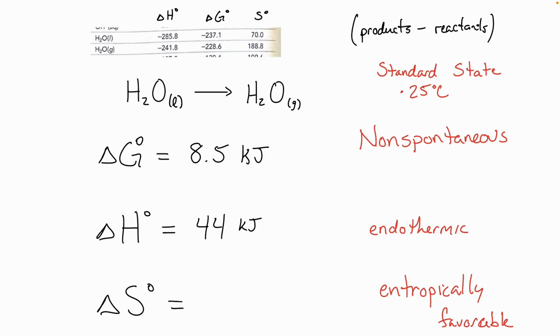All right, so I'm going to do my delta S. I take my product, the gaseous water, that 188.8 value, and subtract my reactant, the liquid water, that 70 value. That gets me 118.8.